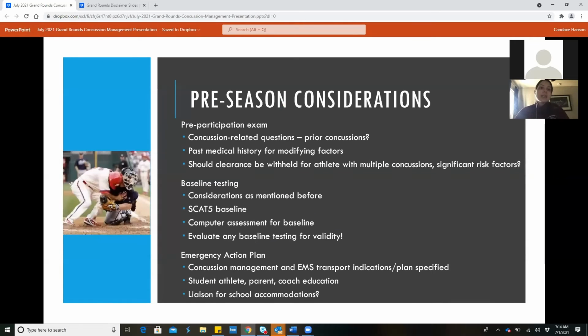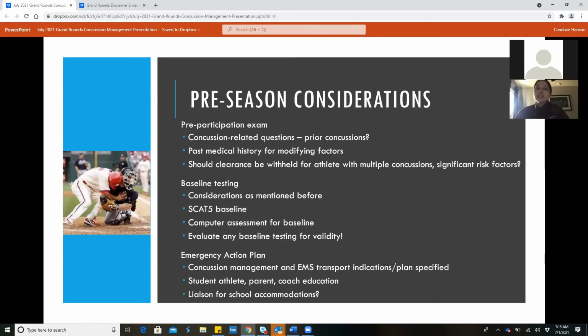Preseason considerations, again, pre-participation exam is a time that we can ask for concussion-related history. Do they have a history of prior concussions? Do they have some of those medical histories that are modifying factors? And considering should clearance be withheld for an athlete with multiple concussions or significant risk factors, or at least do we need to modify what we're doing for them so we pay special attention to what's happening with them? In my case, I usually don't tell anybody that they cannot play again if they've had a certain number of concussions, but I have long discussions with family and the athlete about what the risk is and why we are worried about multiple repeat concussions.